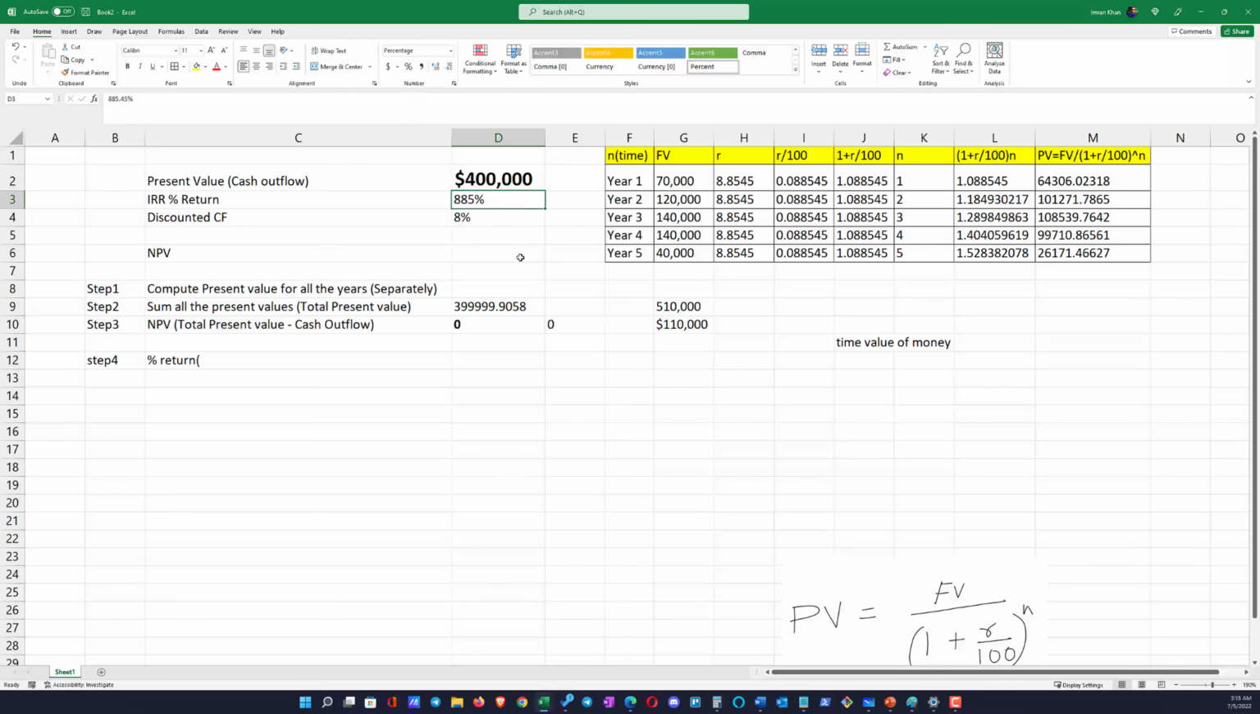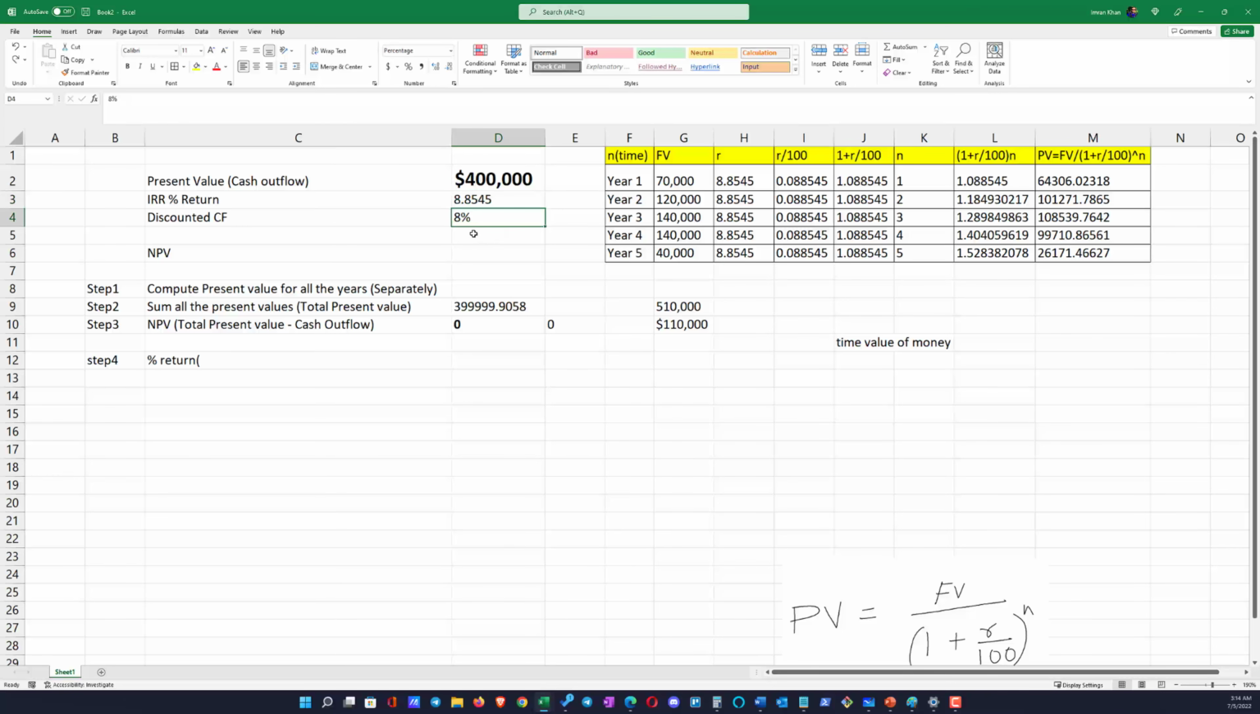Okay, let me just select. Okay, sorry, not that one. Okay, 8.8545% is what you're going to get. Okay, so at this rate, 8.8545, your net present value is becoming 0. So this is the actual rate of return that you're getting on a project. So the normal discounted cash flow rate is 8%. This one is higher than this. Because you're getting more than your discounted cash flow, this project is viable.